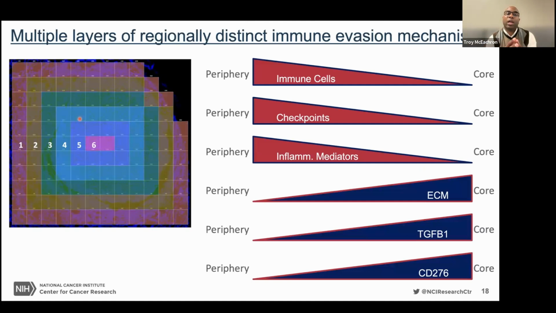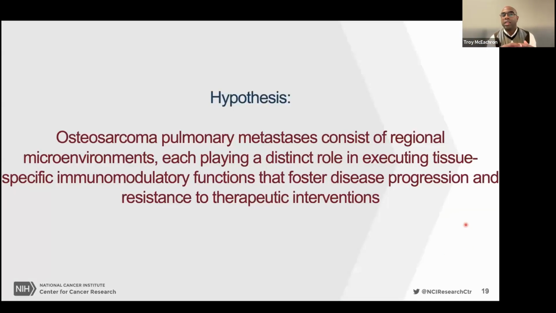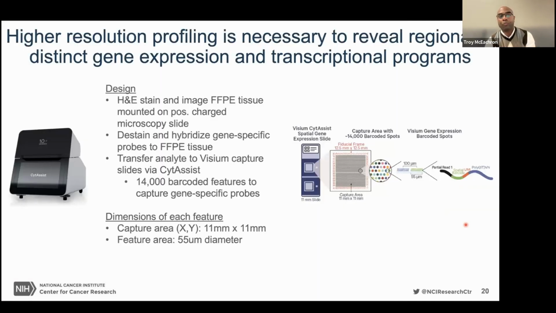So we can characterize it as in the periphery, you have many more immune cells, many more immune checkpoints and inflammatory mediators, and that decreases as you get into the core of the tumor. Conversely, in the periphery, you have very little ECM, very little TGF-beta and CD276, which is a marker of osteosarcoma and also an immune checkpoint. But that's very low in the periphery and actually increases as you get to the tumor core. So this really does set up this hypothesis that the osteosarcoma pulmonary metastases have these regionally distinct microenvironments. So we're really interested in trying to understand what those different regionally distinct microenvironments are and what they're doing.